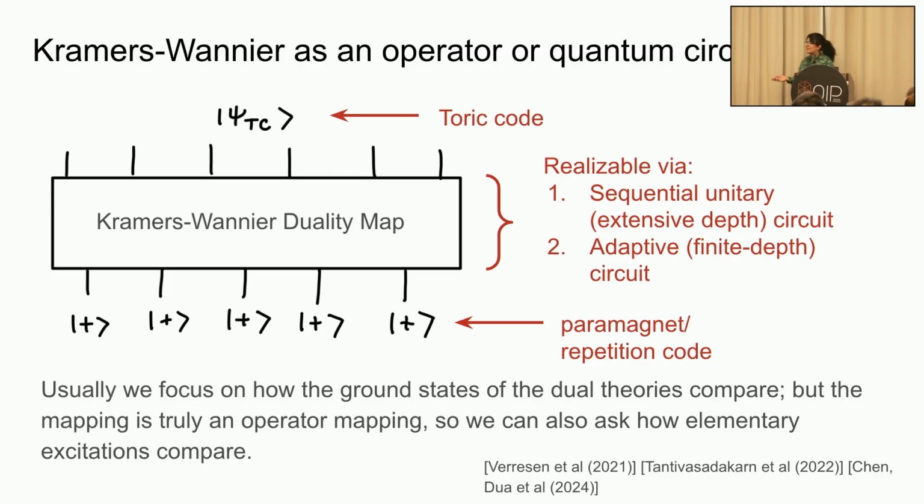And the question I want to ask now is, it's been well explored how this Kramers-Wannier map maps the ground states of dual theories. But what I want to highlight is that really we have an operator mapping here. And so let's consider how the simple excitations on either side of this map compare with each other.